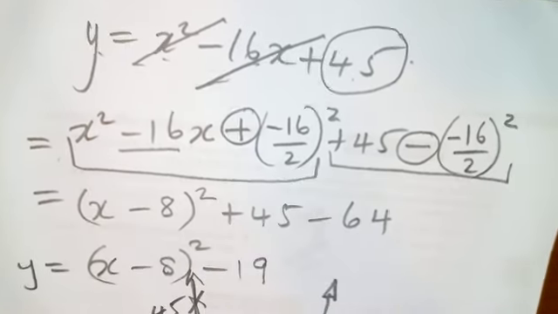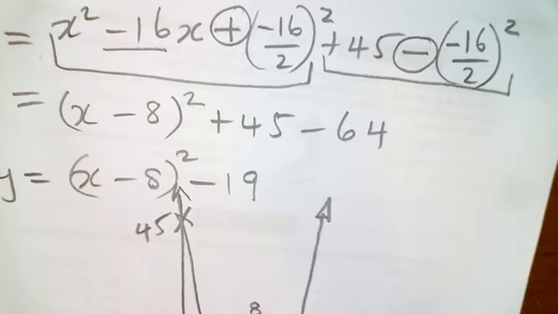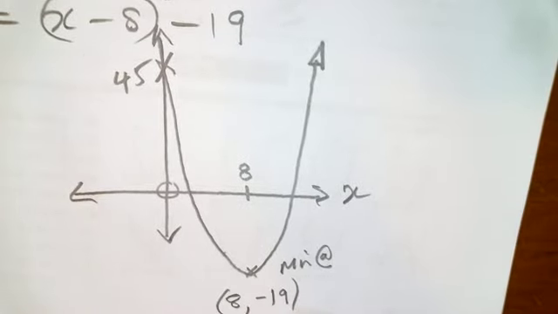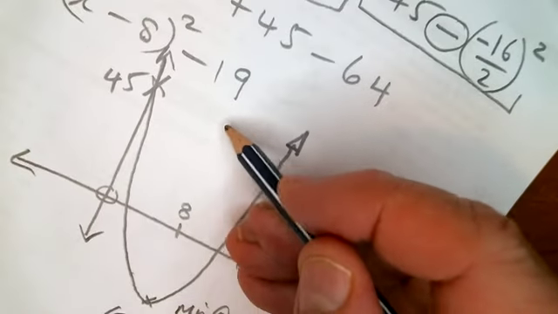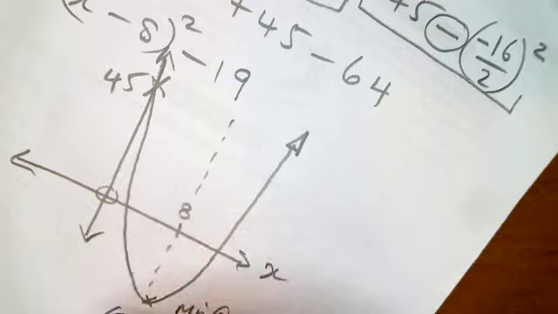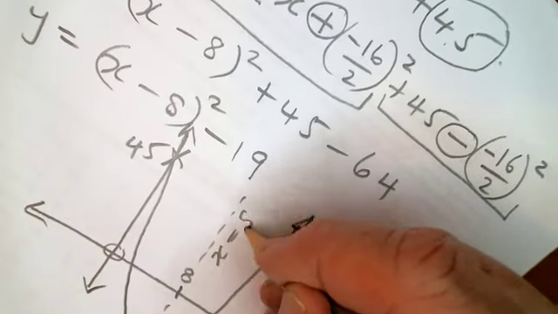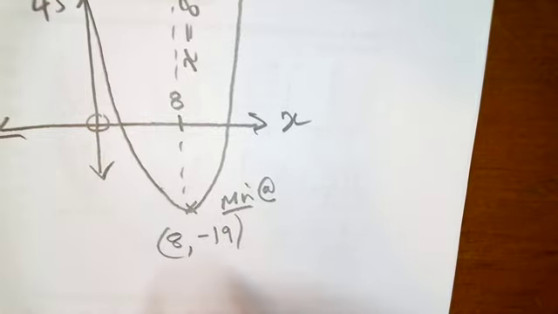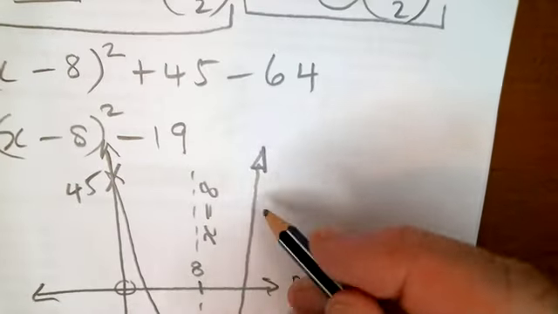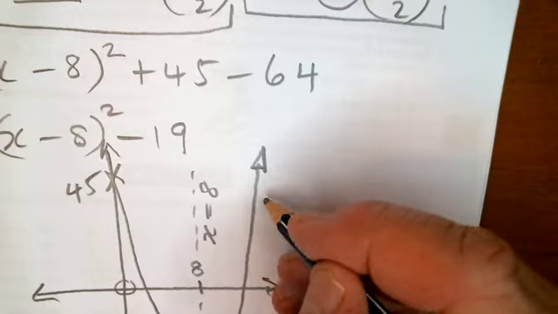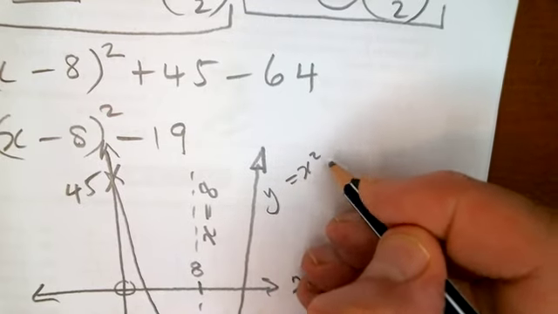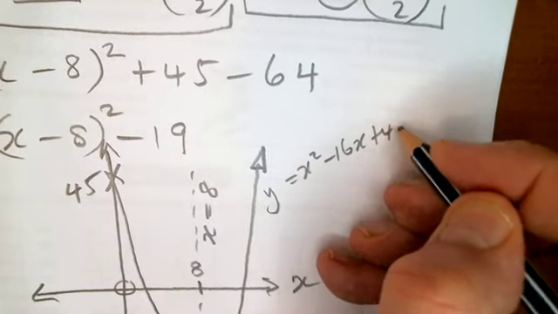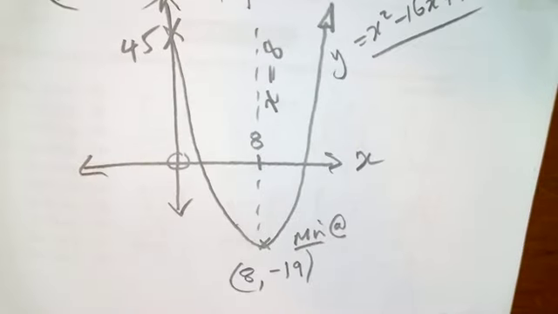So that's how to complete the square, and that's how to use the completed square to graph the parabola. And of course, this is your axis of symmetry, which is x is equal to 8. You want to say axis of symmetry. You also want to say minimum at 8, negative 19. And you probably want to label the graph as well. This is going to be y is equal to x squared minus 16x plus 45. And that's how I would do that.